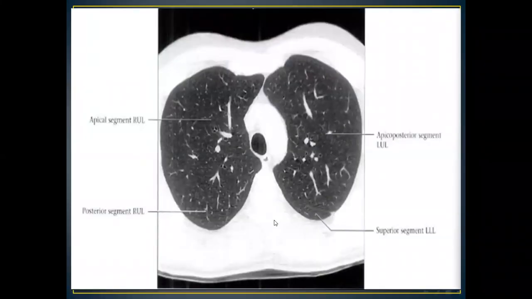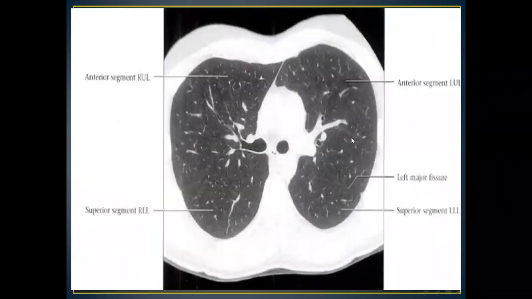This is a rapid revision of the segments, showing the level of the trachea. We have the right upper lobe and the left upper lobe. In the right upper lobe we have the anterior, apical, and posterior segments. In the left upper lobe, we have anterior and apical posterior. The second section, at the level of the carina, is similar on both sides. We have only the anterior segments of the right and left upper lobes and the superior segments of both lower lobes.